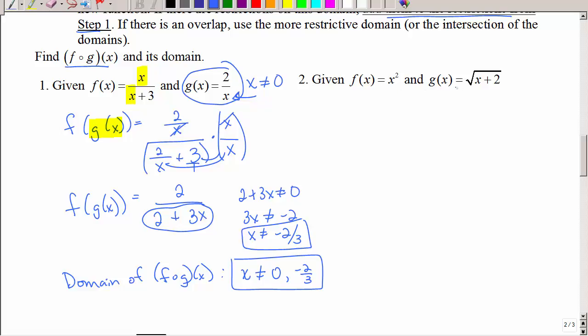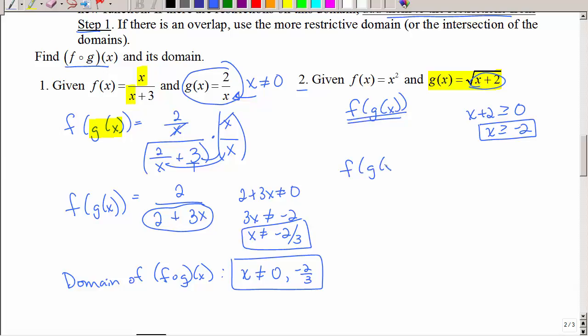Let's do the second example. So I want to find f of g of x. Again, that's my input function, so I need to find its domain. You may remember from the last lesson we have a square root, so what's underneath the square root has to be greater than or equal to 0. And so x is greater than or equal to negative 2. That means the only values x can be right now are greater than or equal to negative 2. That's step 1. Now I have to do the composition function.